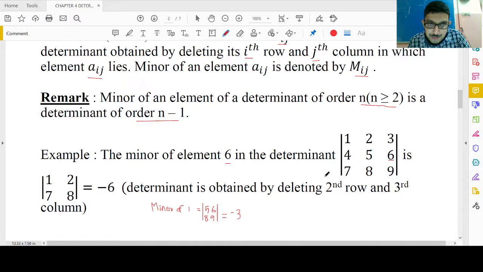One more. Suppose you want to find the minor of 1. You delete the first row, first column. So you'll get the determinant 5, 6, 8, 9. That is 45 minus 48, so the value is minus 3.